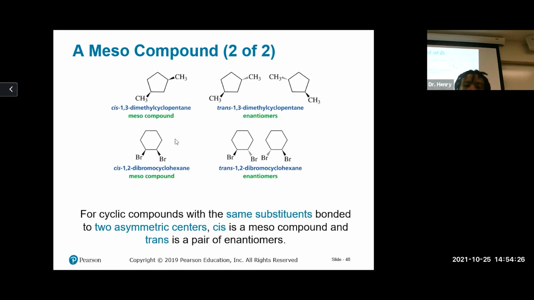Okay, here's another example. This here is our enantiomers. This is our Meso compound. Here again, this is our Meso compound. These are our enantiomers.